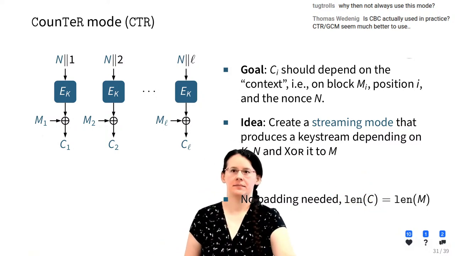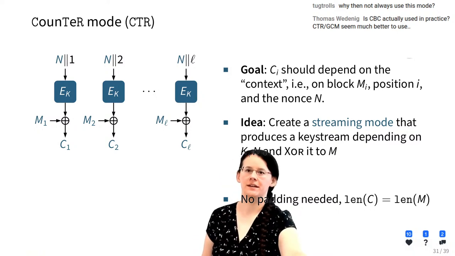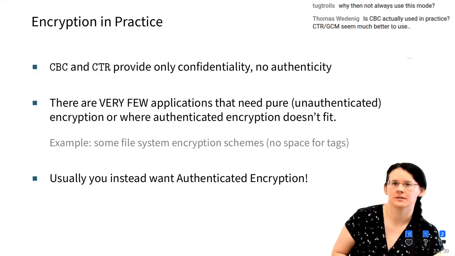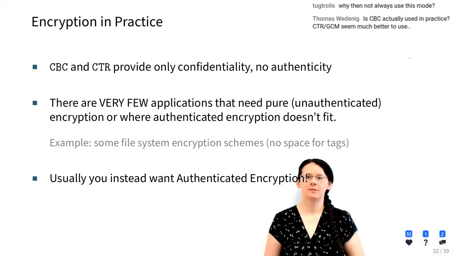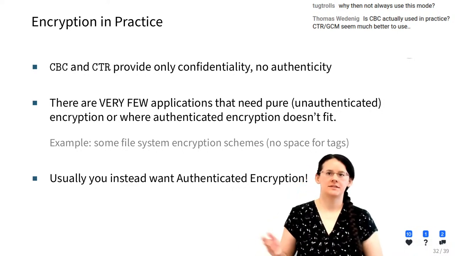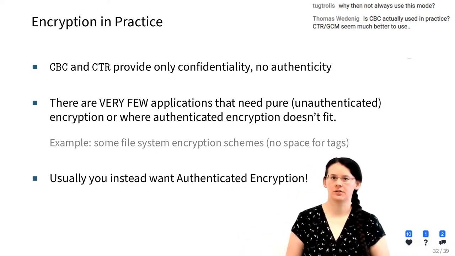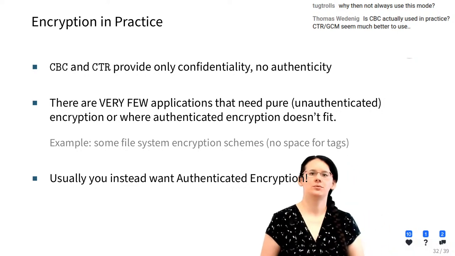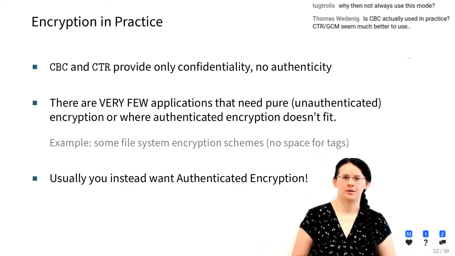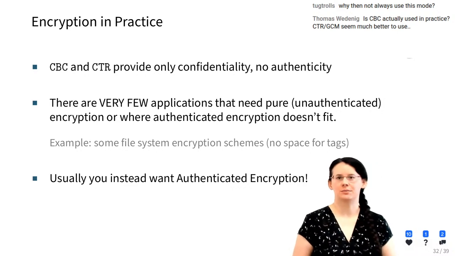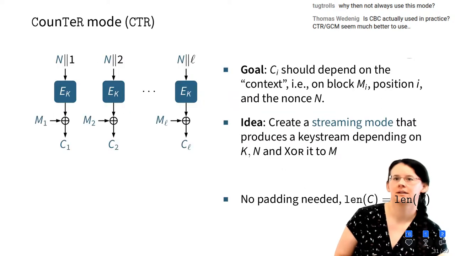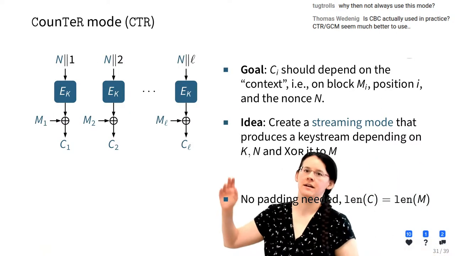Okay, so how do we then use this in practice, or what else should you know about encryption modes? The most important thing to keep in mind is that these modes, CBC and CTR, so counter, provide only confidentiality. So they hide the content of the message, the plain text, but they do not provide authenticity. So for example, this is also one of the reasons why the previous counter mode is a bit unattractive in some cases.